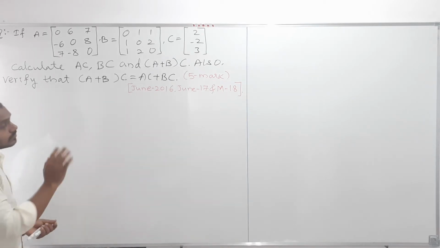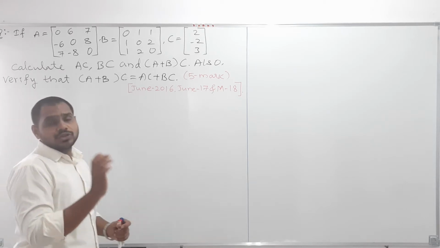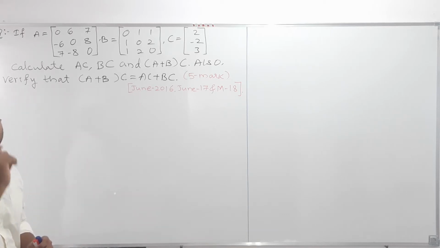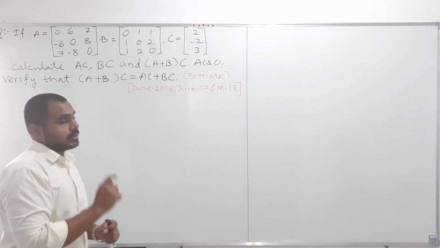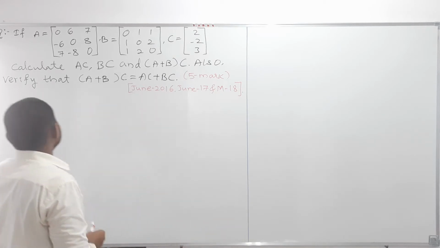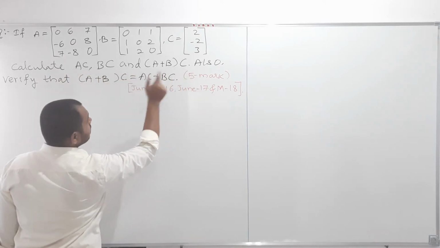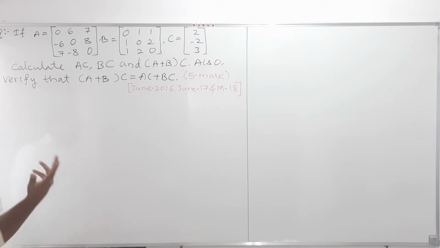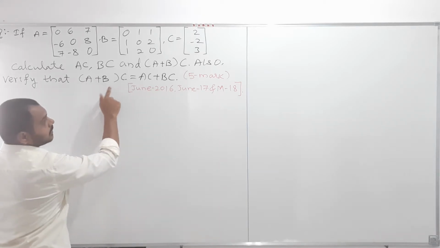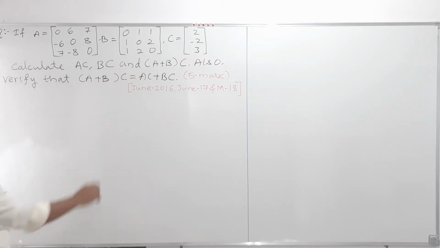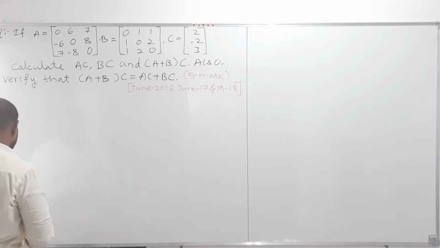My dear students, please remember, to solve this question we should know how to multiply two matrices and how to add two matrices. For this question, I will first find A plus B, because they asked to calculate AC, BC and (A + B) into C. It's not necessary to find A plus B first. You can find AC, BC and then A plus B. First I will find A plus B, and next the remaining AC and BC.